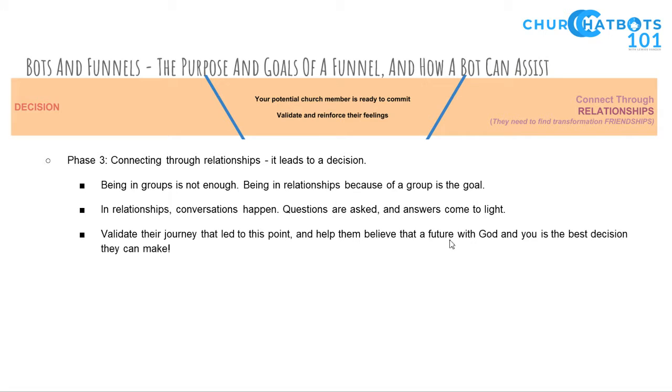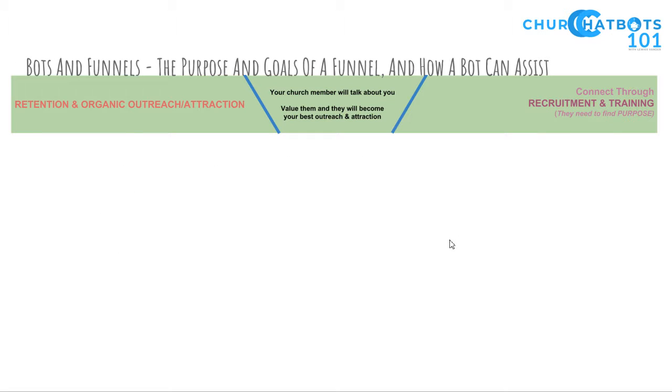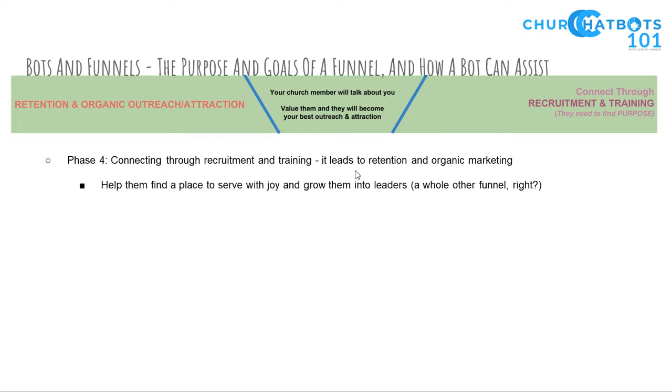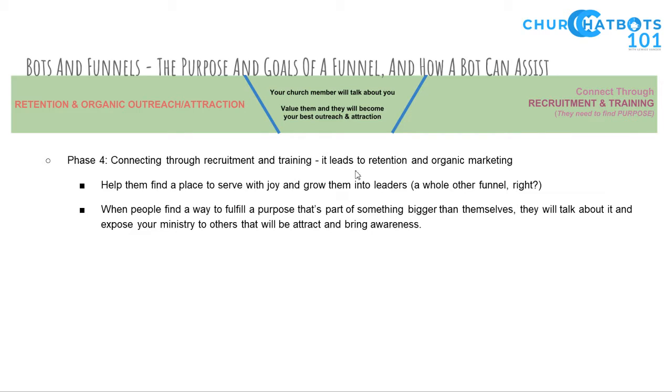All right, so now they've made a decision. What's next? Recruit and train. They need to find purpose. So recruit volunteers and train them into leaders. That'll take them into the next phase, which is retention and organic outreach or attraction. So your church member will talk about you, and by doing that, the value that they find, if you value them and they find value in you, they will become your best outreach and attraction efforts. This is phase 4. So help them find a place to serve with joy and grow them into leaders.